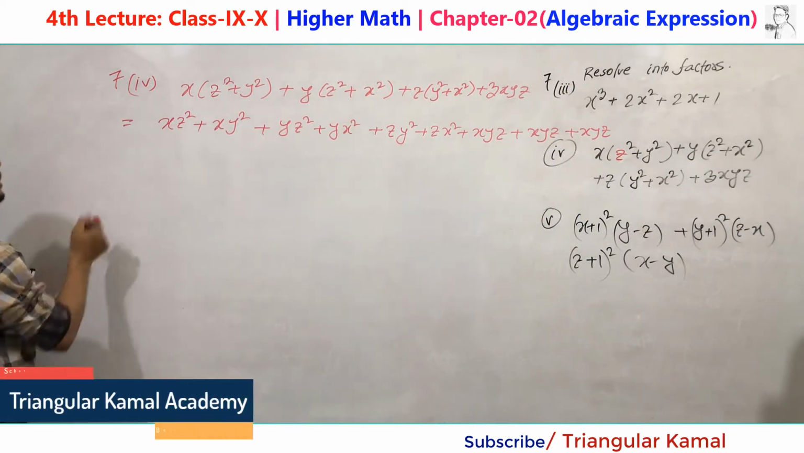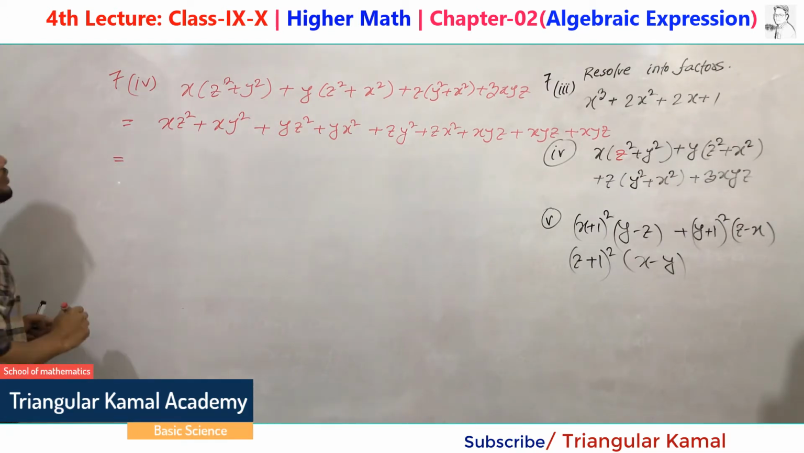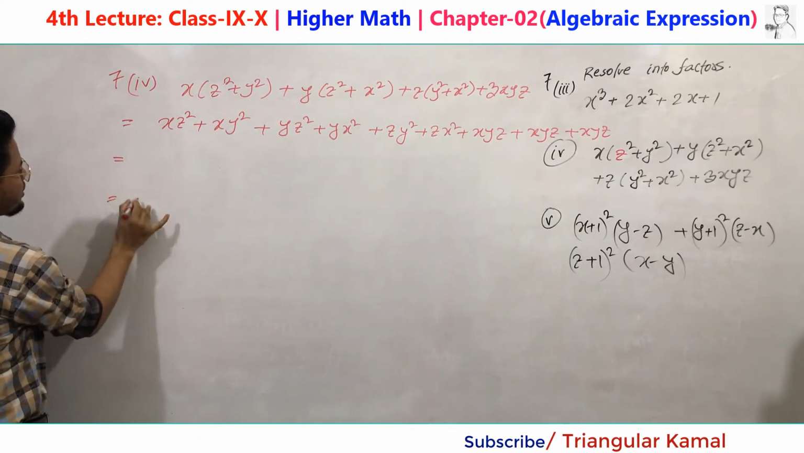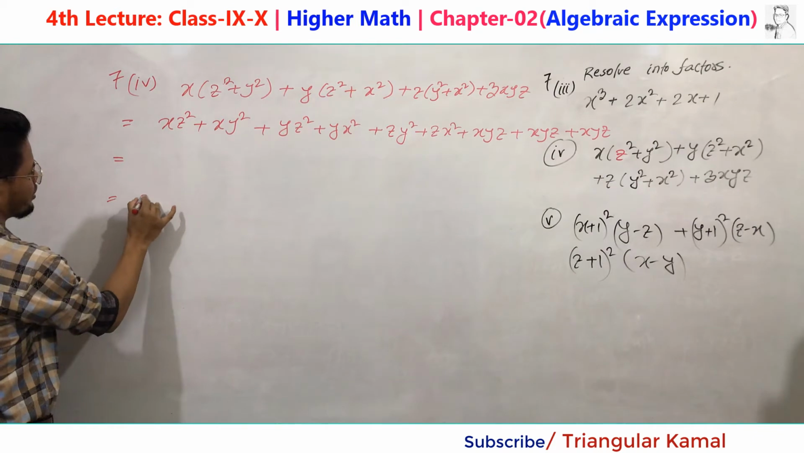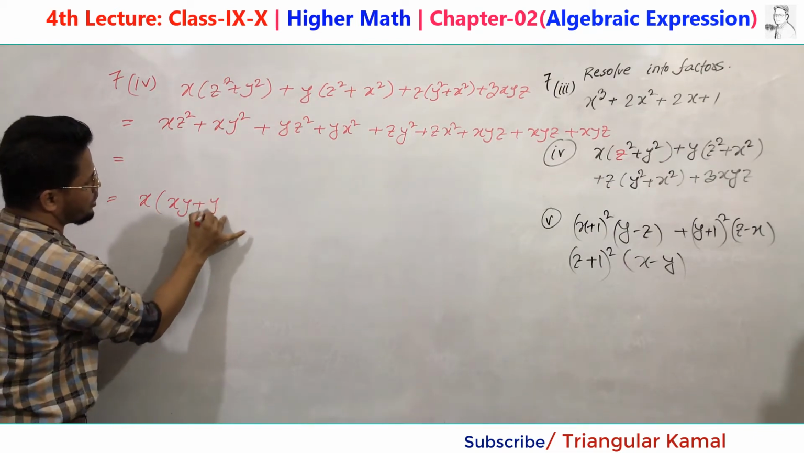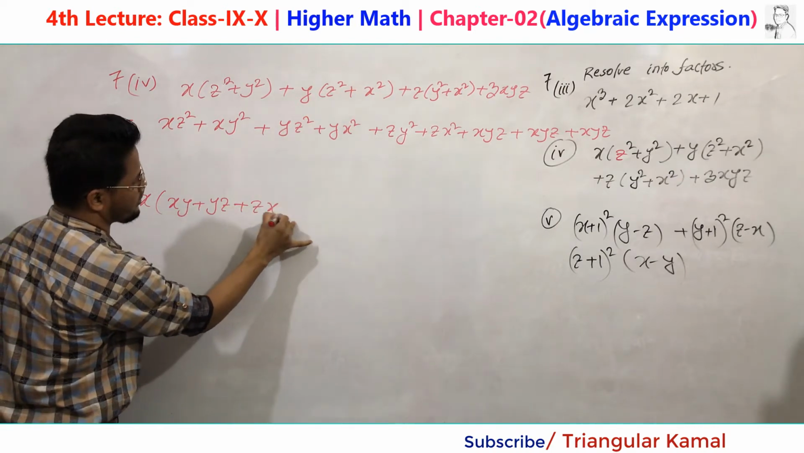And considering here, when you take common x, right here the third line first, common x, this one is x y plus y z plus z x.